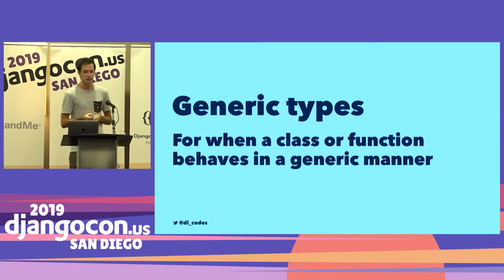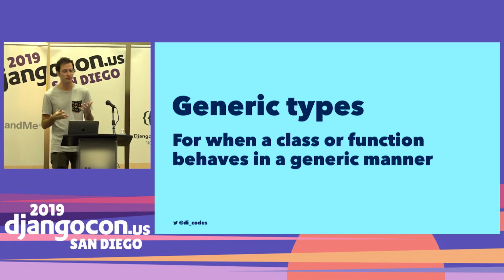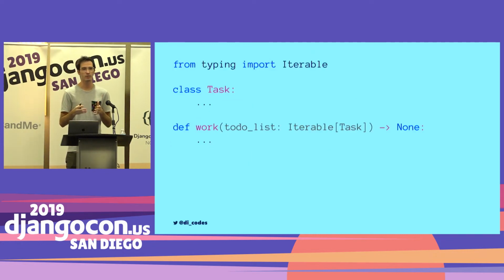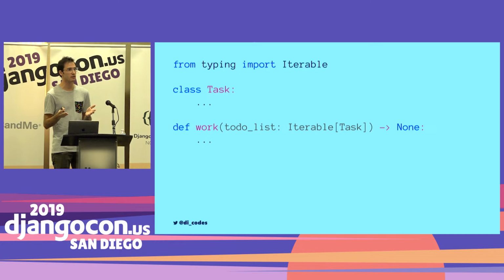It also defines some generic types for when a class or function behaves in a generic manner. So that would be like an Iterable, right? If I just want to say this function takes anything that I can iterate on, like a string or a list or whatever, I can just call it an Iterable. It's generic across all types.